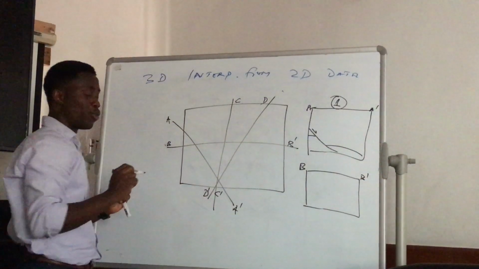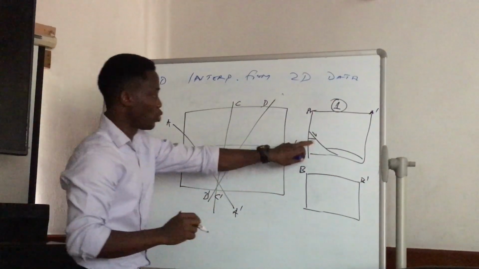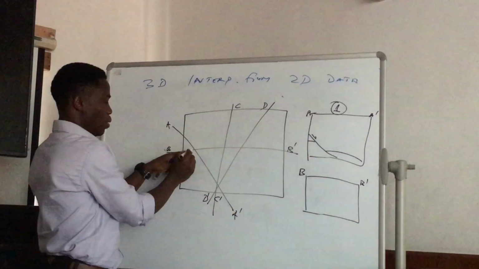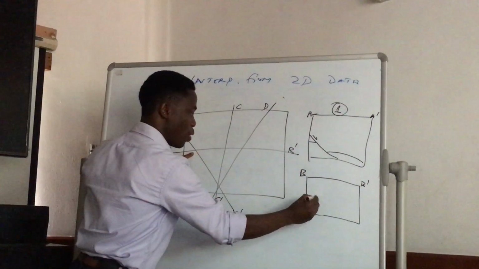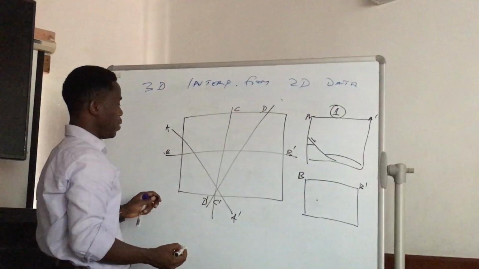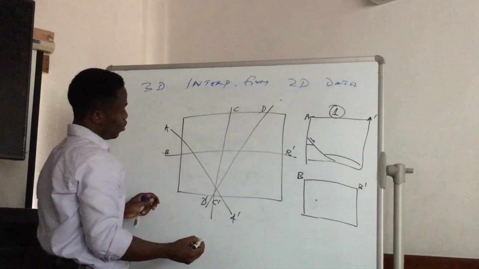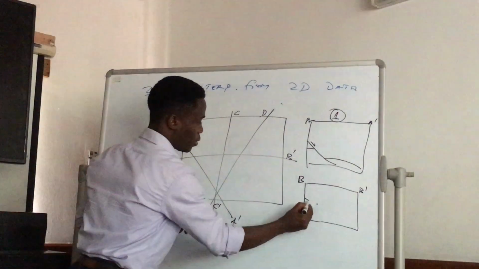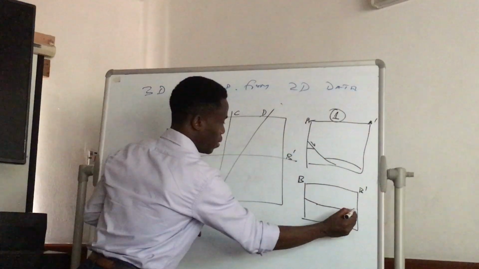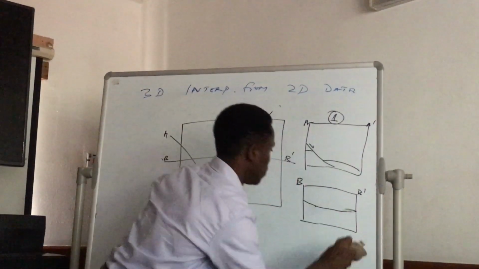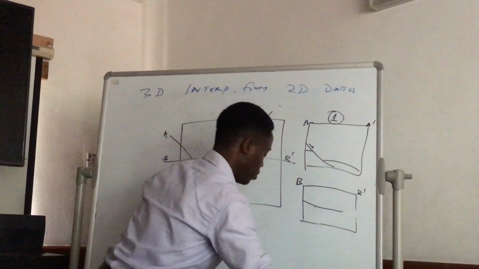So B to B prime. The first thing I'm looking out for is this interpretation here. Where is it on this? I expect it to be somewhere close. So let's suppose I see a point here, right? And that point is telling me, you know what? You are just doing this. Right? Yeah. So I'm making a call already.